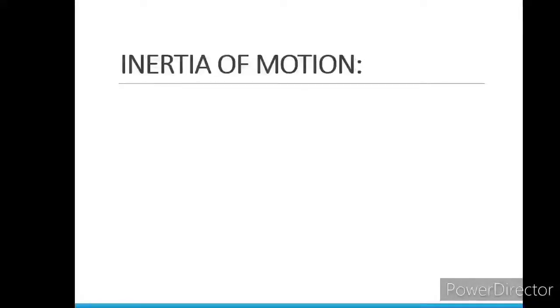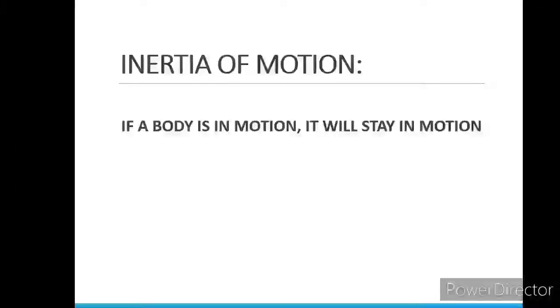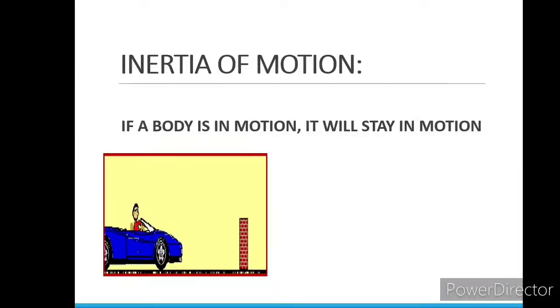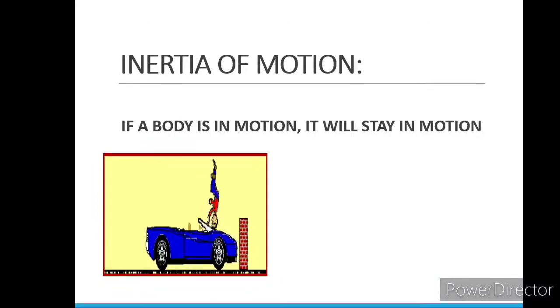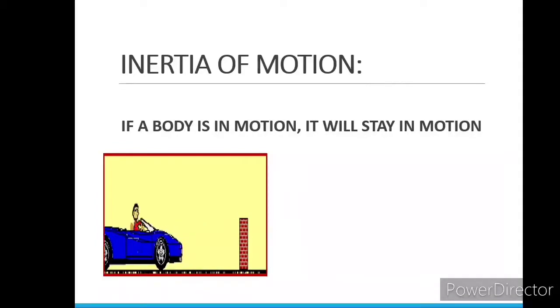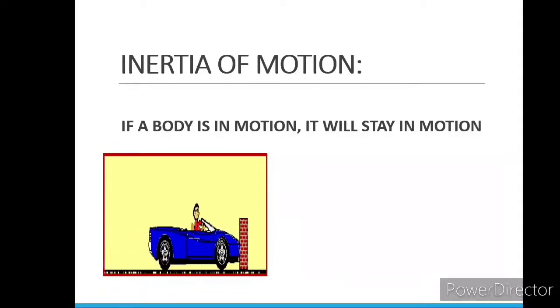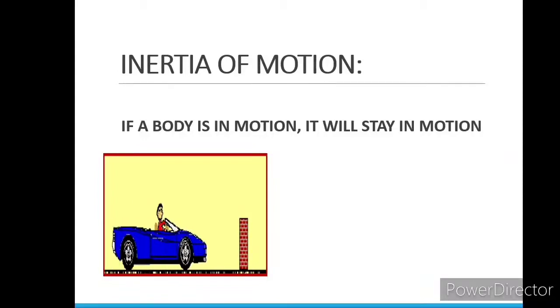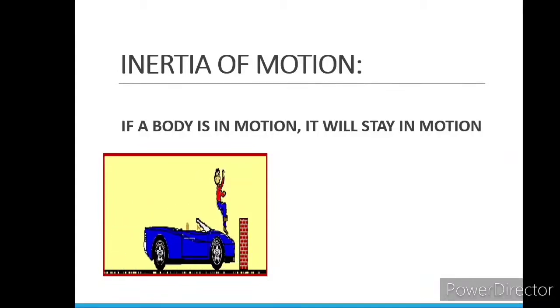So now we come to moving objects. If a body is in motion, it will stay in motion. It will not change its state unless an external force acts upon it. So here you can see the car is in motion and it hits the wall. So the person sitting inside who was moving along with the car is thrown out of the car because of inertia of motion. Because the car stopped, but his body was moving. Due to inertia of motion, he goes on moving. That's why he is thrown out of the car, or he flies out of the car. That is inertia of motion.